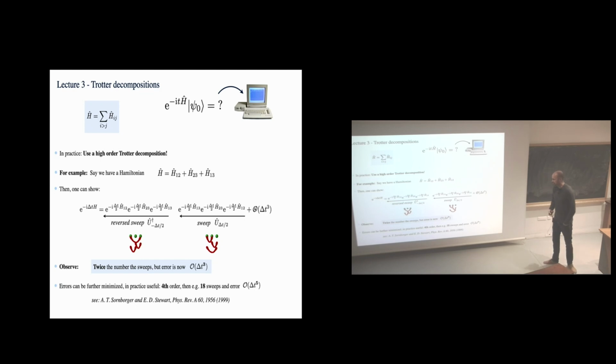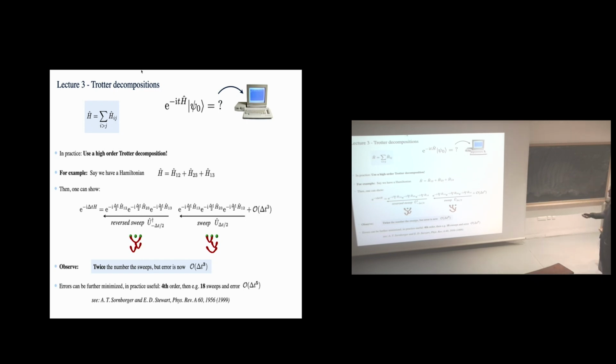So again, this is something that really pays off, because if I would use this first order, I would have just 3 sweeps here, but I would have an error which would be delta t squared, and here I have an error that goes delta t cubed only by doubling the number of sweeps. And what this paper has, it has all of this type of sweeping Trotter decompositions worked out. For example, there's a fourth order decomposition.